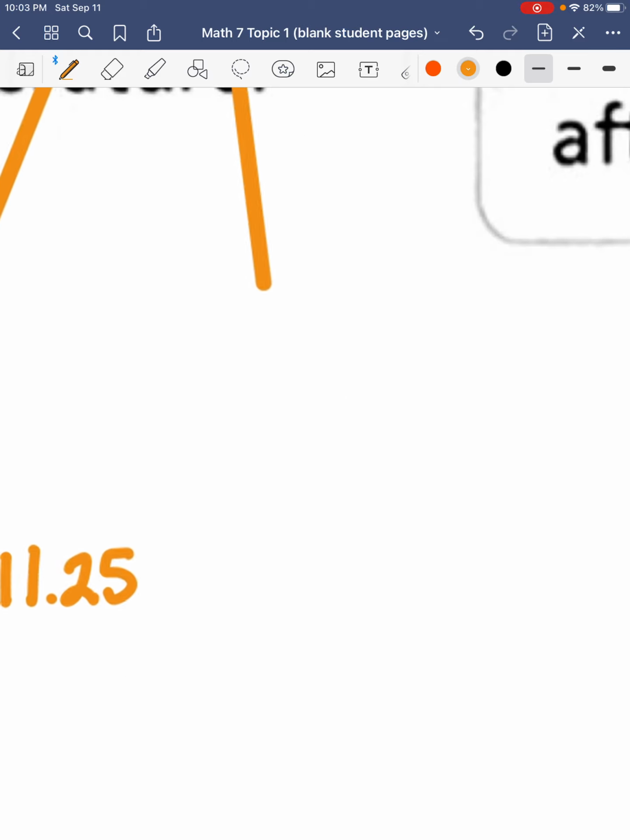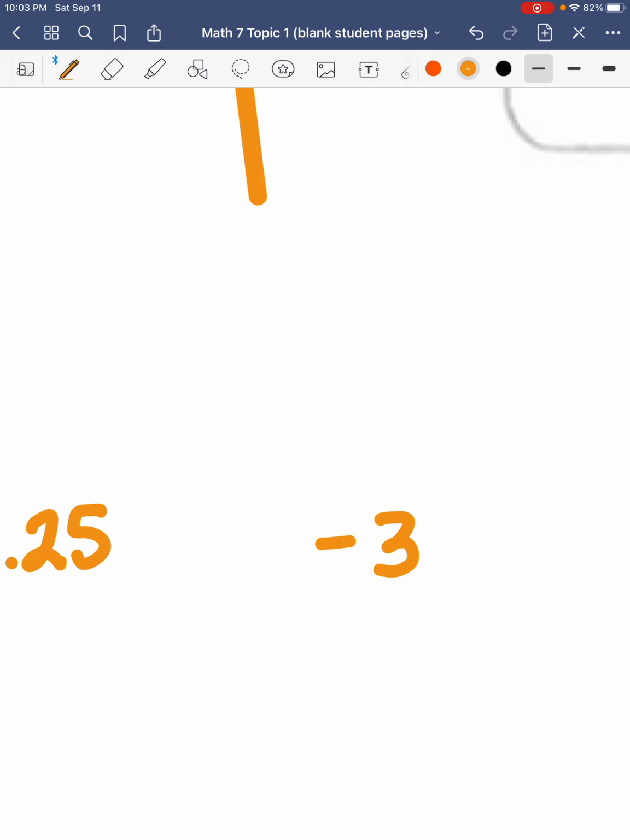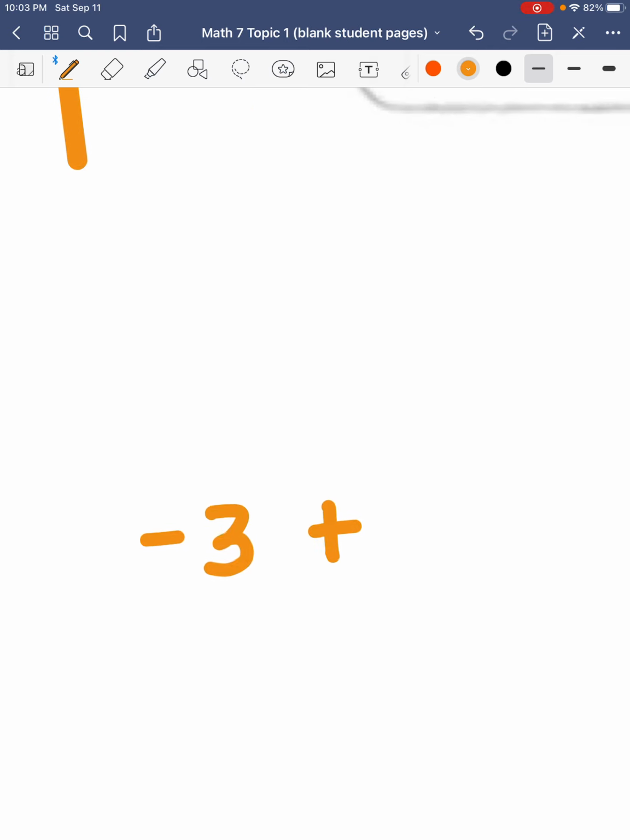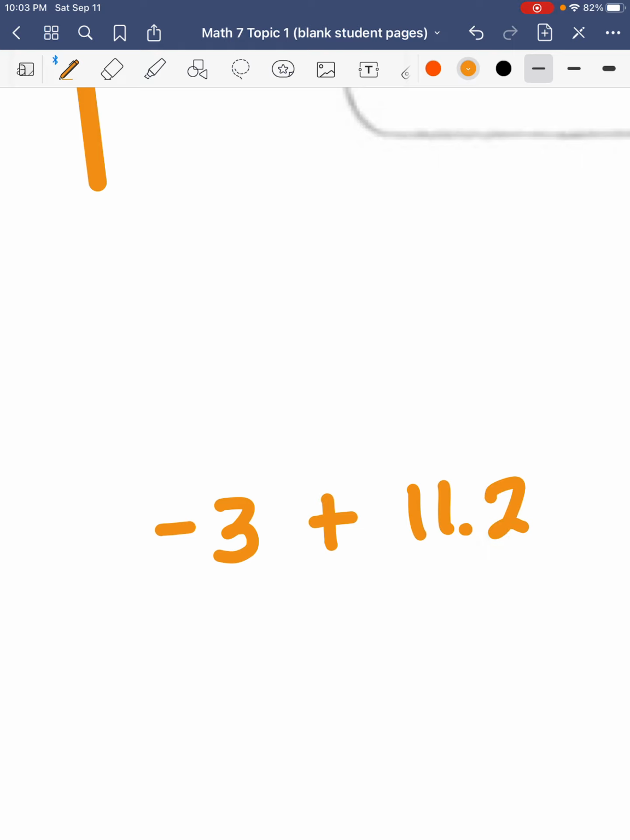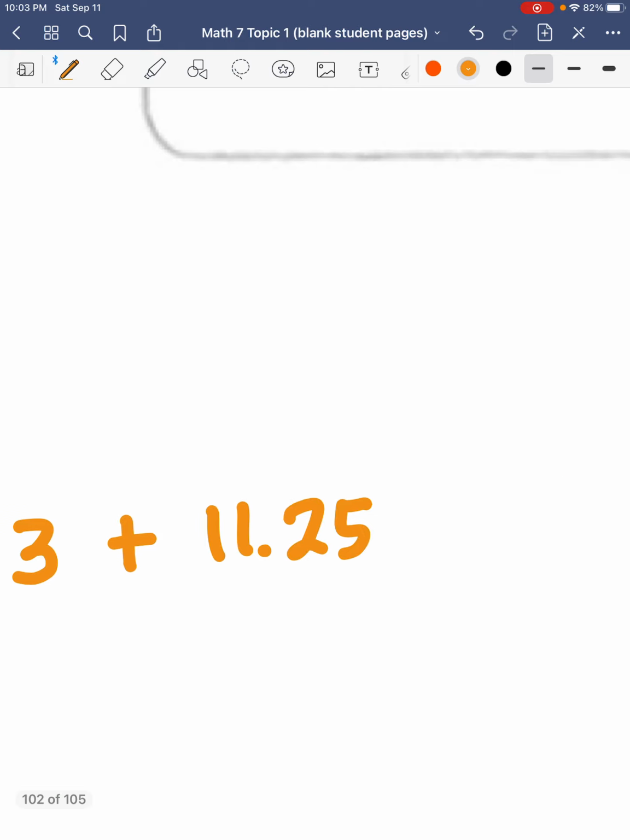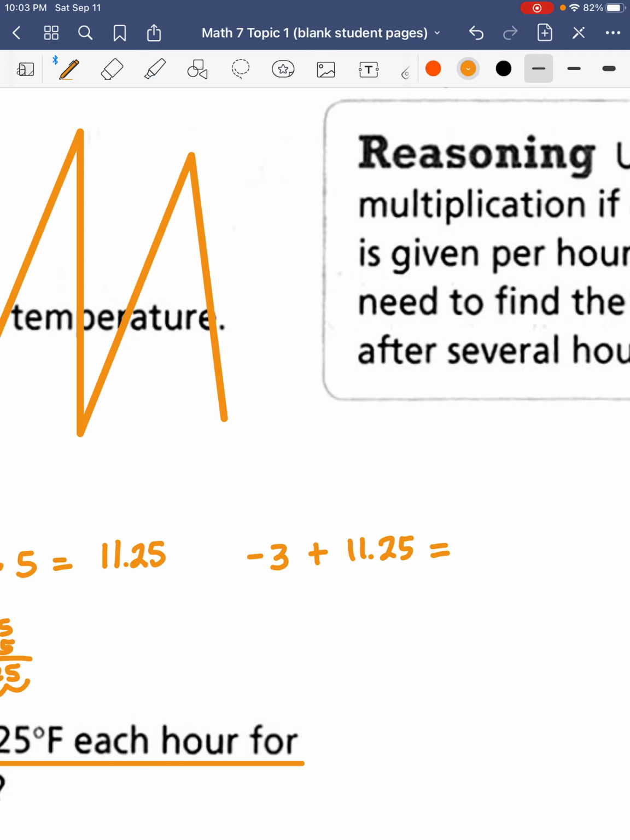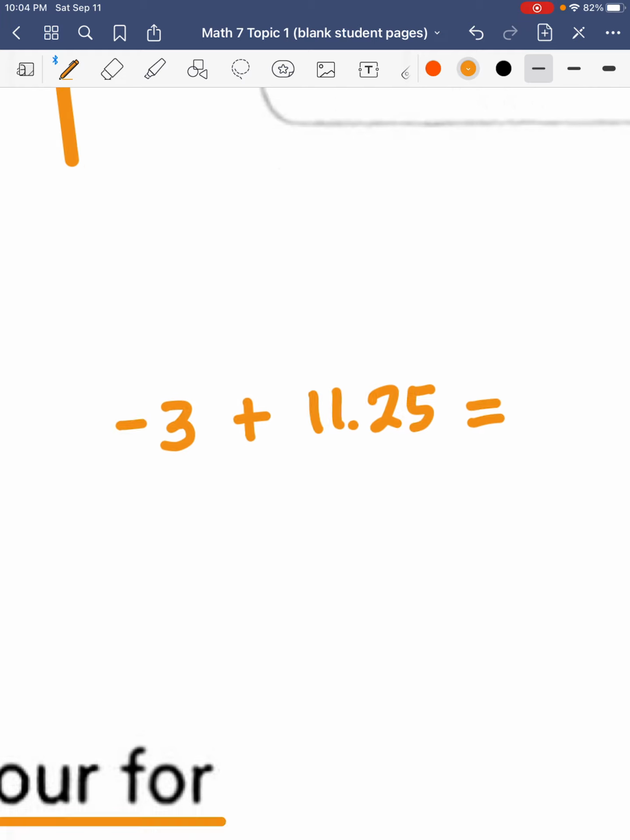So our starting temperature was negative 3 degrees Fahrenheit. So we add that to the 11.25 change, and that's going to tell us what our new temperature is at 3 p.m. Now what I notice here is that my numbers have different signs, so I really need to subtract them. So which one is farther away from 0? Well, 11.25 is farther away. It has a greater absolute value.